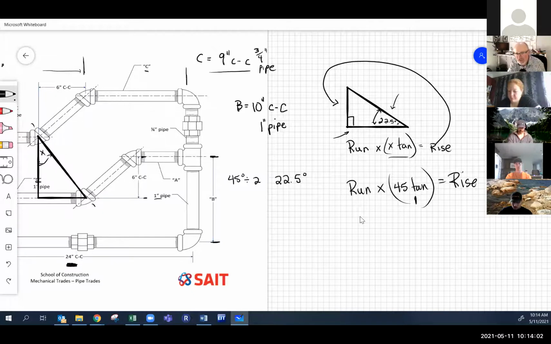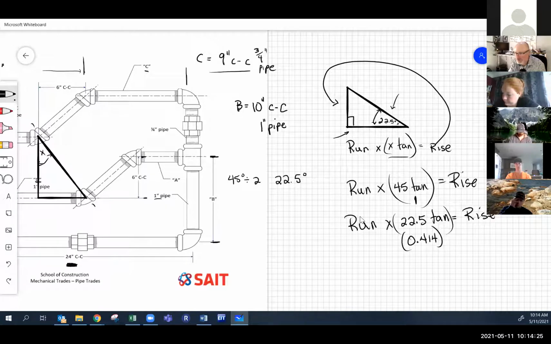But in a 22.5 degree right angle triangle, you're going to take the run and you're going to multiply it by tan 22.5. That's the tangent. And then that would equal the rise. And this number should be 0.414. So in your calculator, do 22.5 and press the tan button. Should be 0.414, yes? Right.